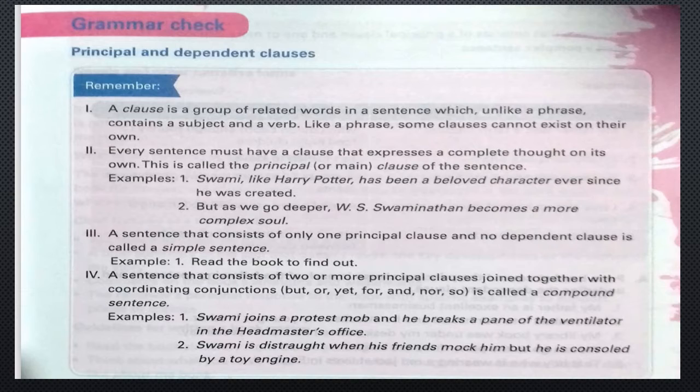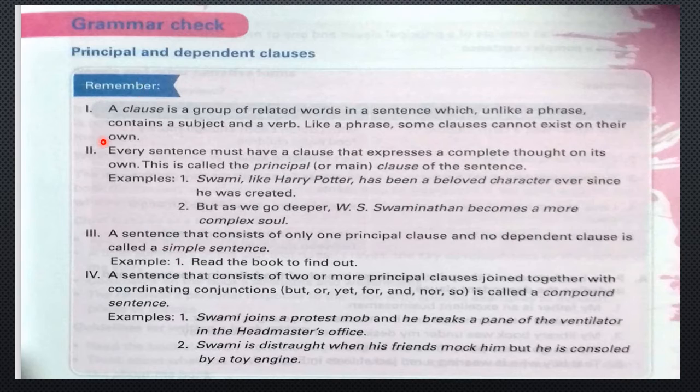So students of class 7, the same lesson, reading Swami and Friends, but from the grammar check section. Here we are having principal and dependent clauses. Principal, that doesn't take any help to express its meaning, and dependent, that means that it depends upon the main clause to express its meaning.